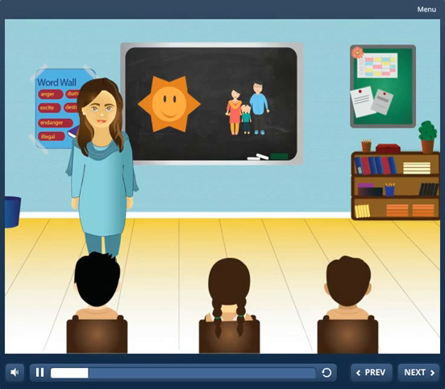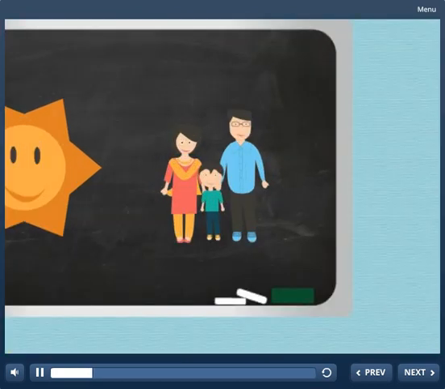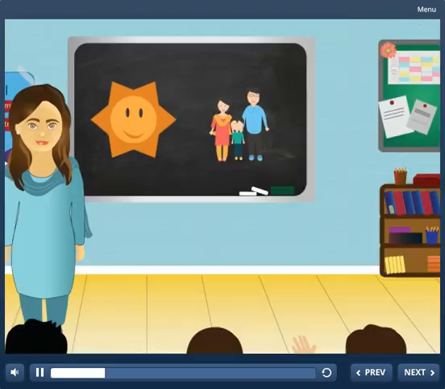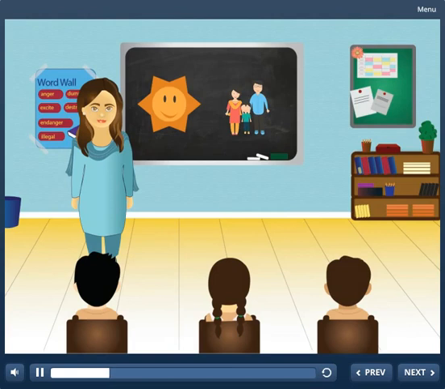Look at this picture. We can see a man, a woman, and their child. Is their child a boy or a girl? He is a boy. That's right. Since their child is a boy, I can also say that he is their son. Son? Son. But Abid, he is not yellow and he is not in the sky.